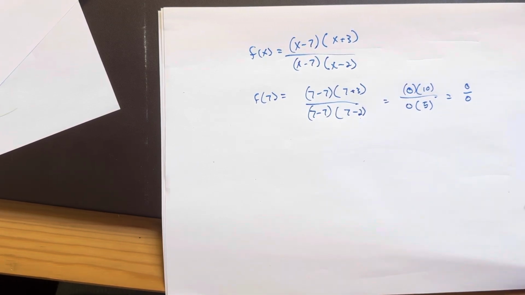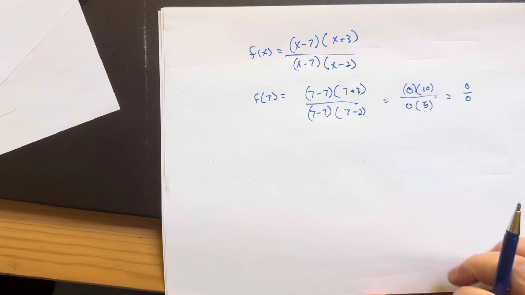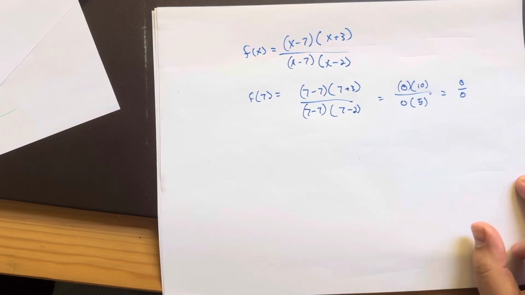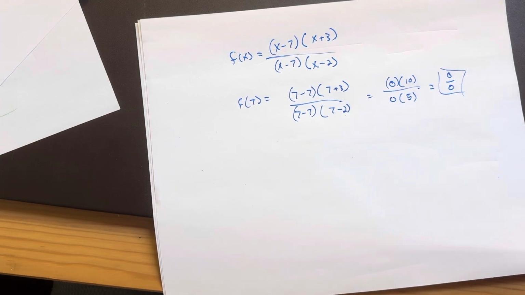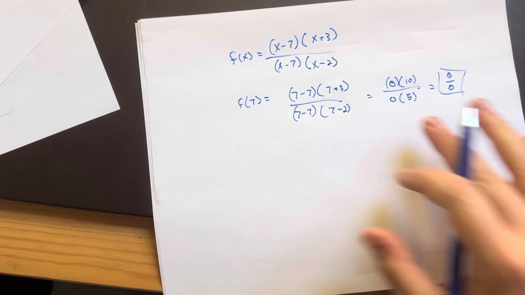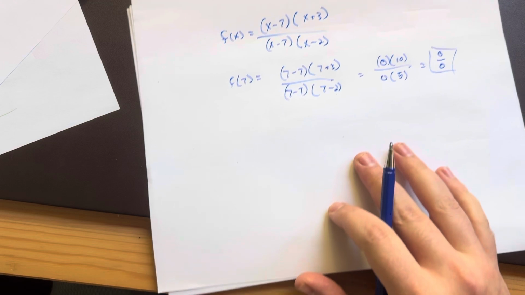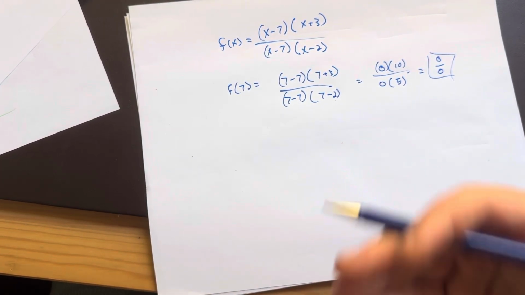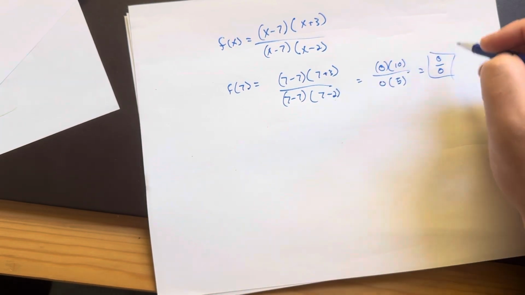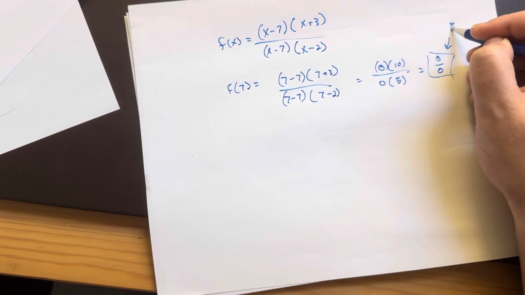That's a good indication that you have a hole, probably. Or something much more sinister. But when you just divide a number by 0, this is still bad.